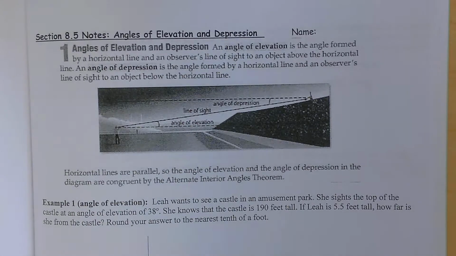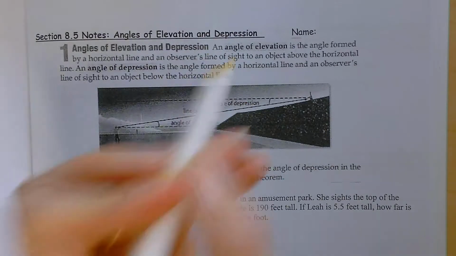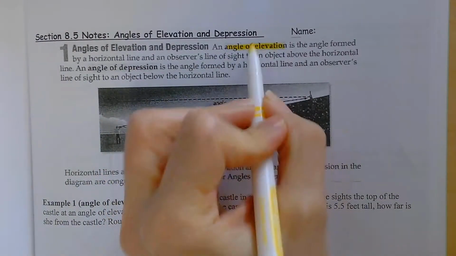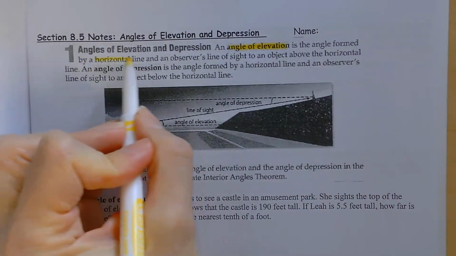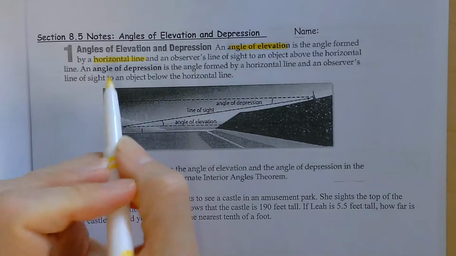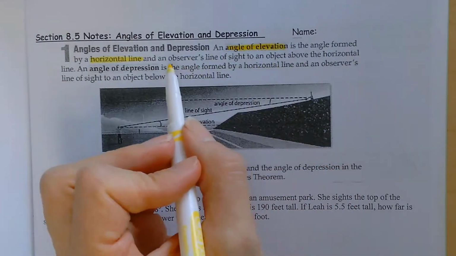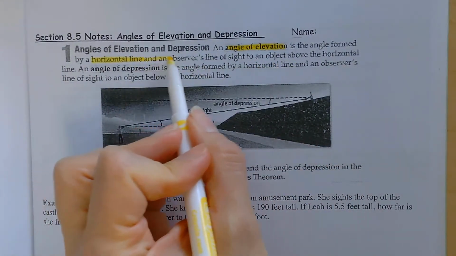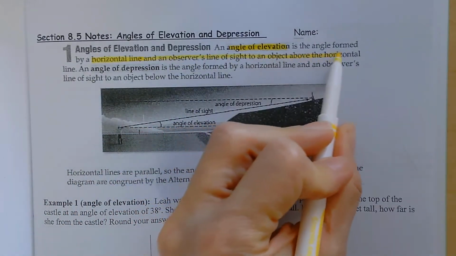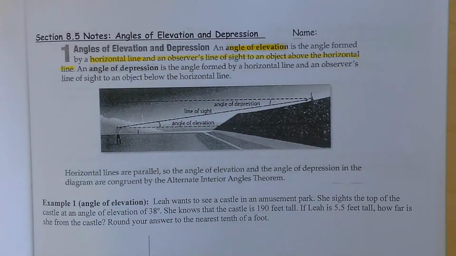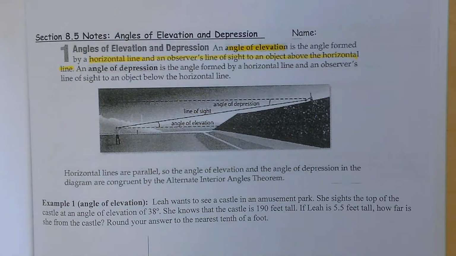Okay, so in section 8.5, the angle of elevation and depression is a specific type of angle that you're going to use to draw your own pictures and then solve using the trig that you learned last class. So this picture kind of puts together what they are. An angle of elevation is an angle that is formed, and it's going to have a horizontal line, so it's going to have a line straight out. And then, with the horizontal line, it's going to use the observer's line of sight to an object above the horizontal line. That sounds kind of technical, but let me show you in the picture what that looks like.